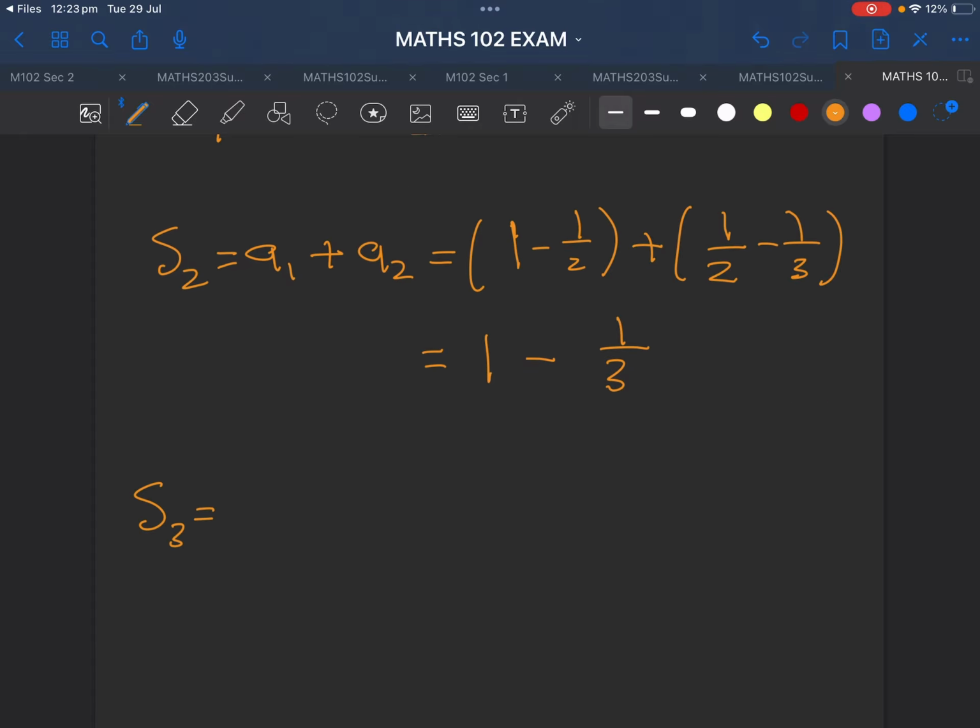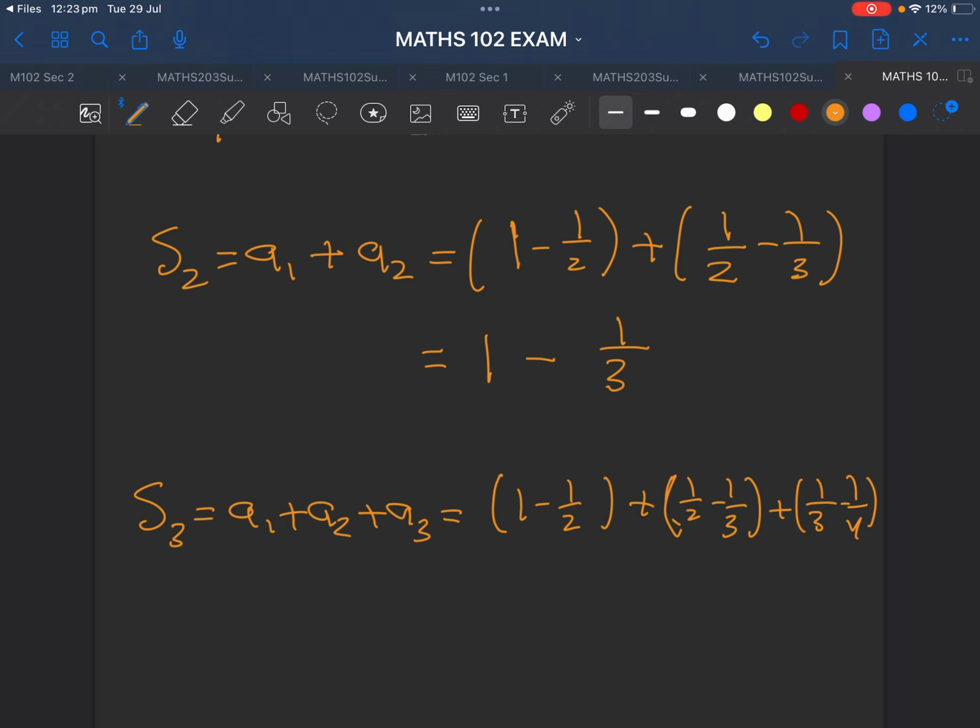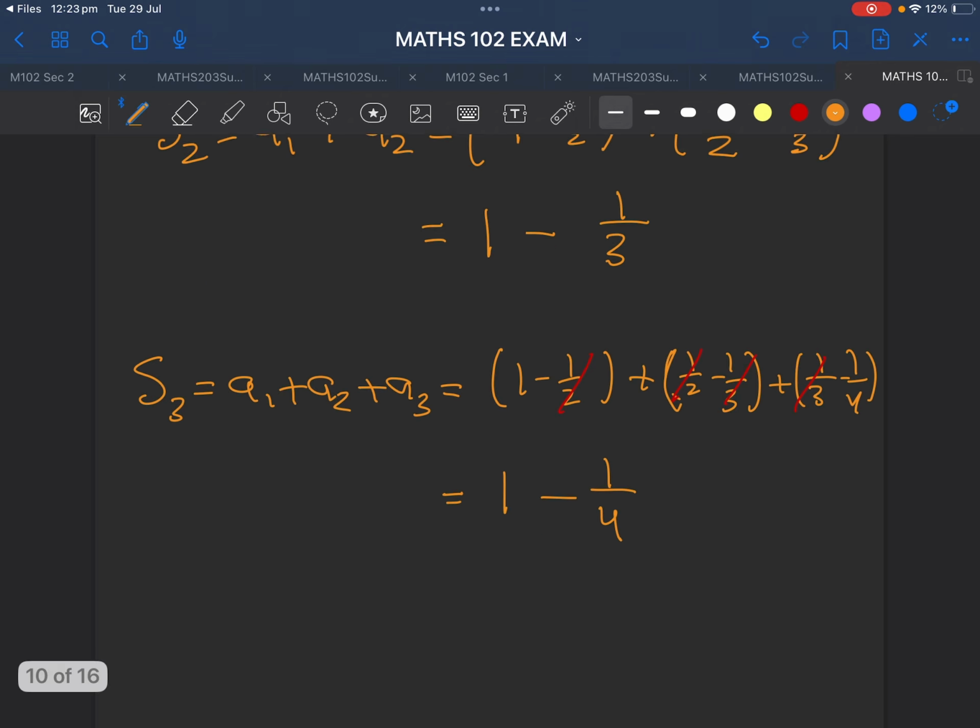Let me confirm it with S3. Is that correct? If I do S3, can I see the same pattern? So 1 minus half, half minus 1 over 3. Now, if we do 3, it will be 1 over 3 minus 1 over 4. Is it the same pattern? Half cancelled, third cancelled. So the only ones that survived are the first one and the last one.